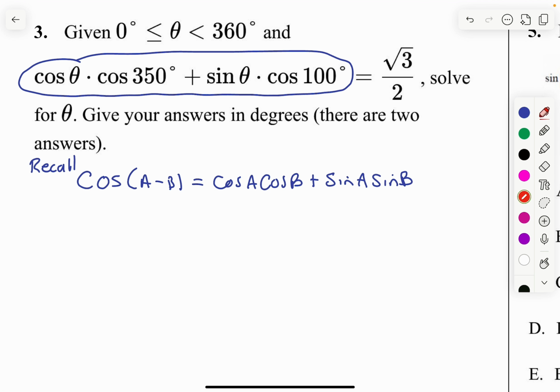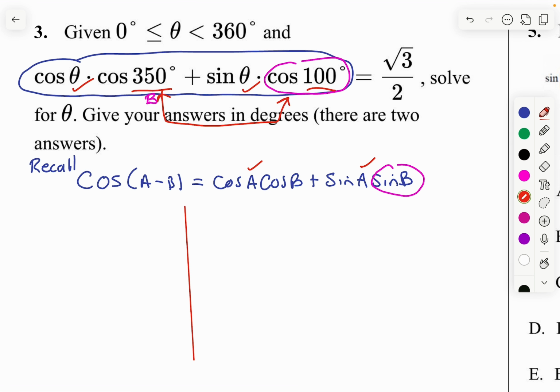This looks very close to that because you've got theta playing the role of the A. The problem is these two angles are different. And not only that, this says cosine and it's supposed to say sine, right? But it says cosine of 100. On the left side, the 350 looks like it's playing the role of the B. So something tells me there's got to be a relationship between cosine of 100 and sine of 350. We want that to be sine of 350 there. So let's go sketch it. I bet there is a relationship.